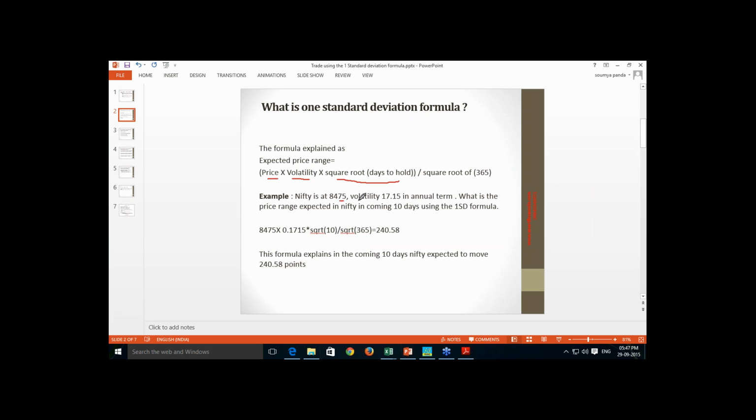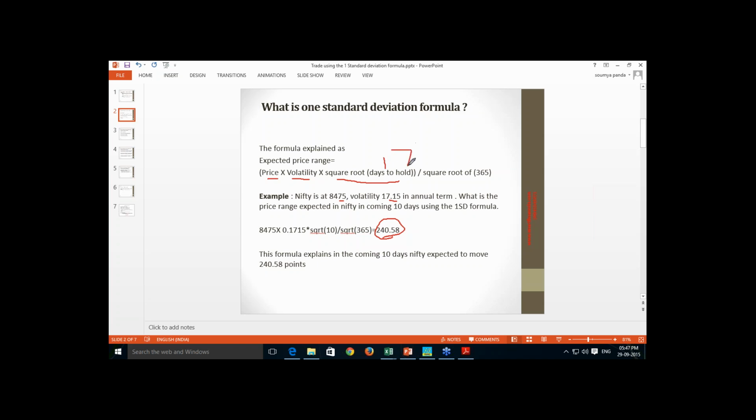If Nifty is at 8475, annual volatility is 17.15. So for a 10 days period, I am expecting a 240 points move. So this is as per our requirement. We will use this formula whenever we need it for intraday. For intraday, the number of days holding we have to make it 1.